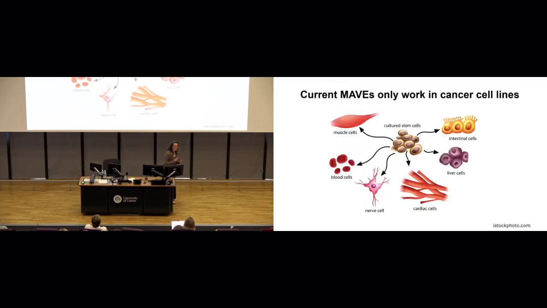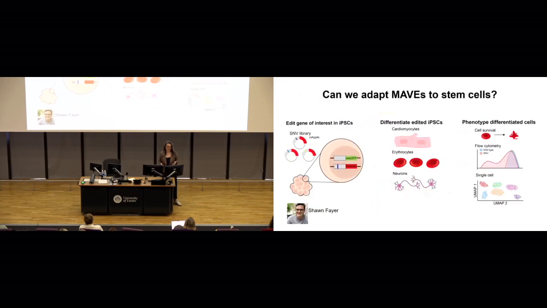So the current MAVs that I'm talking about really only work in cancer cell lines, right? We need to change that because there are many genes that are not even expressed in these lines. I'm going to tell you in a second about a gene that is only expressed in cardiomyocytes. So how do we access that? The idea would be to edit in the stem cell state, push the cells to differentiate, and then be able to assess the variants in those more specialized cell states.